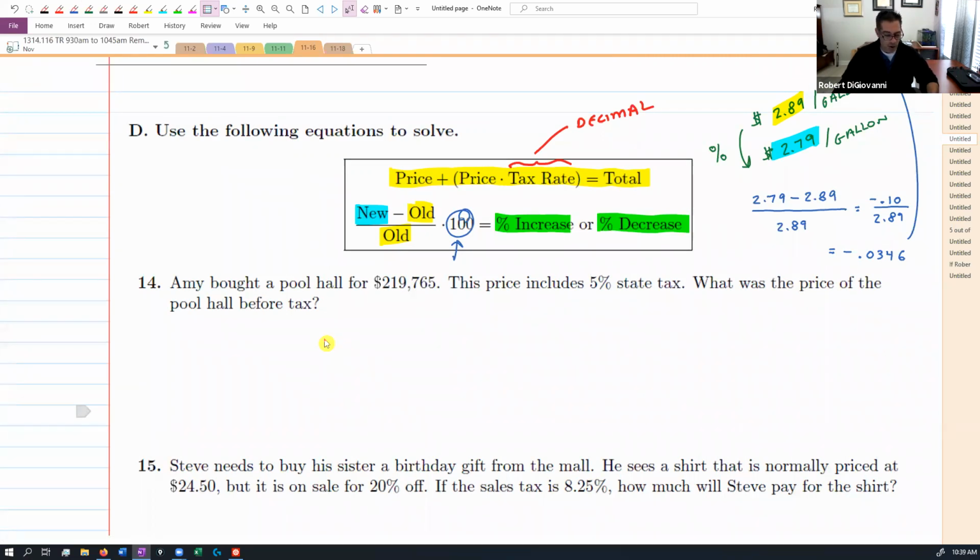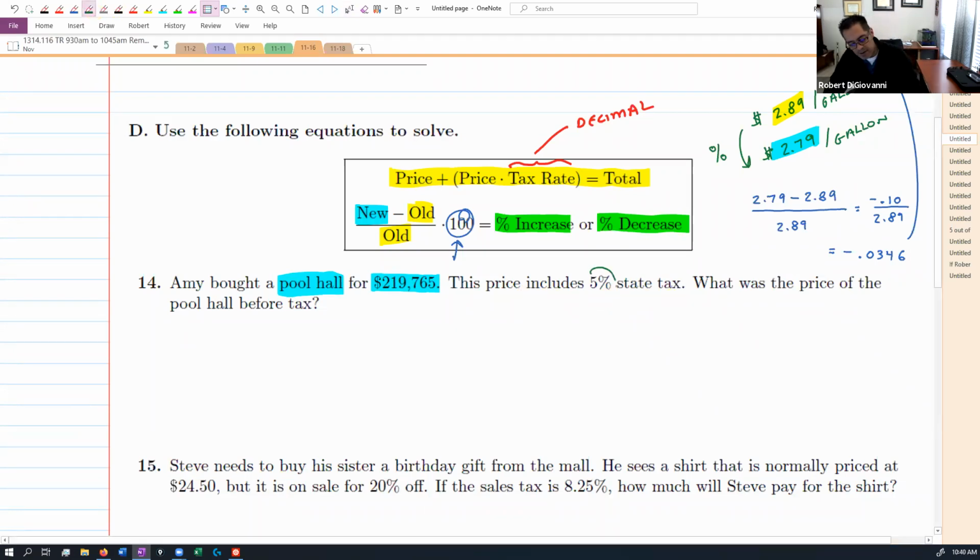Amy bought a pool hall, as if buying a pool hall is something people do every day, right? I guess that's a place where people play pool. So it's a bar. I don't know. She paid $219,765 for this pool hall. This price includes the sales tax, or the 5% tax. What was the price? Okay, let's try this. So this price includes the 5% sales tax.